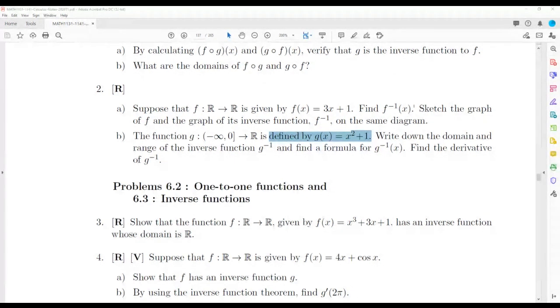Now, Zi Tao, what is R? R is just a real number line. Okay, so this is just negative infinity to positive infinity. It's just a set of real numbers, Zi Tao. Okay? All right. So what's the domain and range of the inverse and what's the formula for it? Find the derivative. Okay, so part B.